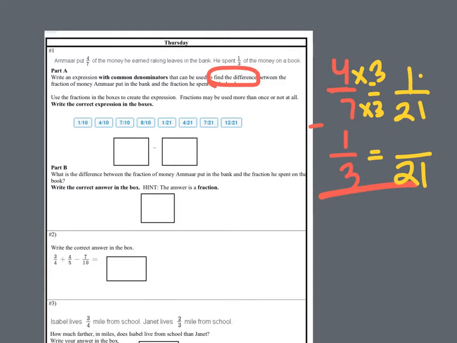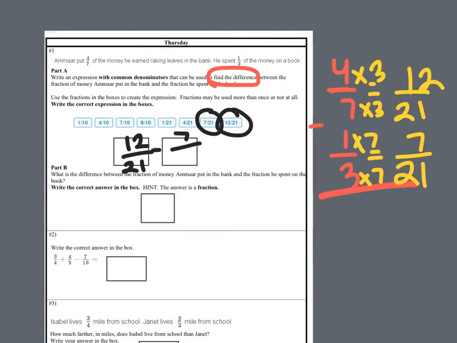So that gives us 12/21. Is that anywhere? There it is, 12/21. So that looks like this: 12 over 21 minus, and this one will be times 7, so it'd be 7/21. And you know 7/21 is really 1/3. These are called equivalent fractions, and there it is. So that's all it is to part A. We did 4/7 minus 1/3 because it says to find the difference, and then we did common denominators by making something called equivalent fractions.